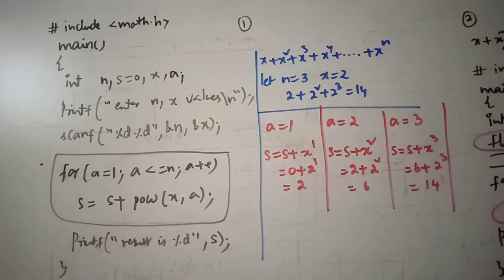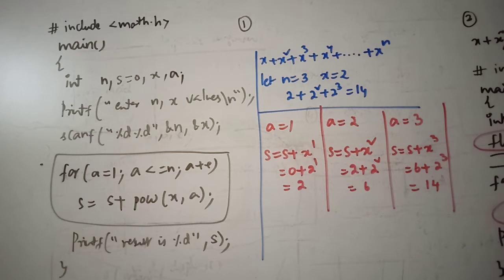We'll see some series programs like x plus x square plus x cube plus x to the power of 4 and so on up to x to the power of n. We already practiced 1 plus 2 plus 3 and so on plus n, the sum of n natural numbers: S is equal to s plus a. And we already practiced 1 square plus 2 square plus 3 square and so on: S is equal to s plus a multiplied by a, if a is your loop variable.